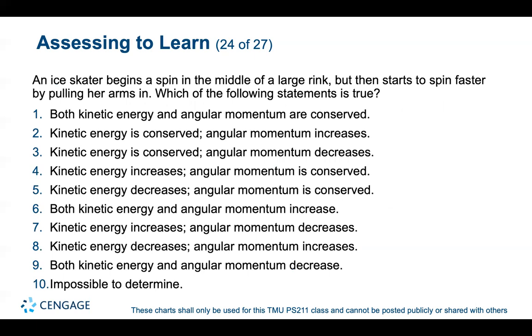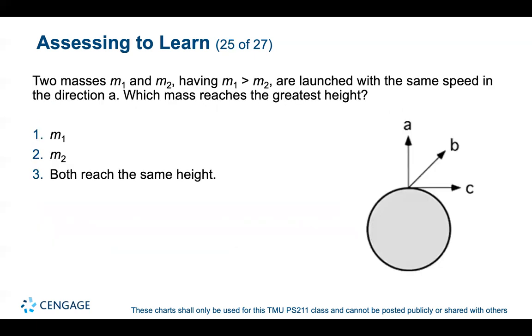An ice skater begins a spin in the middle of a large rink and then starts to spin faster by pulling his arms in. Which of the following statements is true? And the answer is kinetic energy increases, angular momentum is conserved.